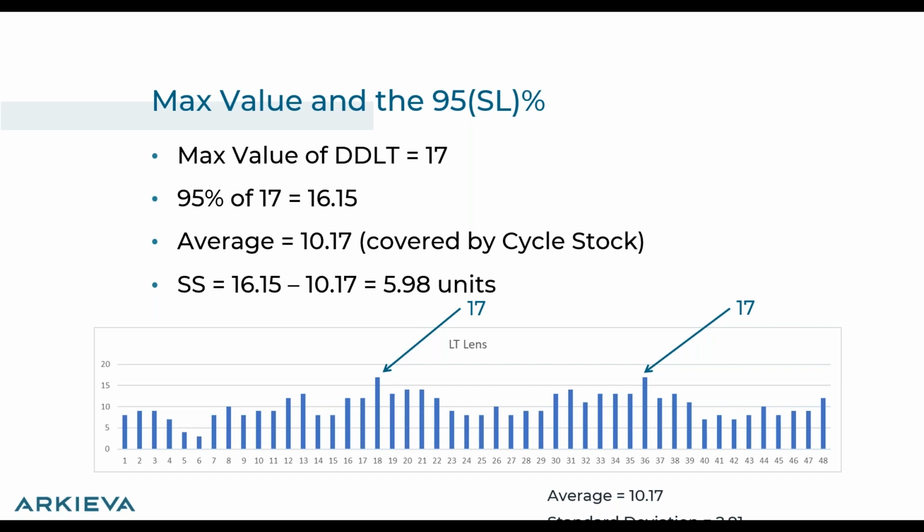So one way of calculating safety stock using a 95% service level would be simply to multiply this 17 number, which is the max demand in any 7-day bucket, with 95%. We get to 16.15. The average of that, the 7-day demand is 10.17, which will be covered by the cycle stock. The safety stock would be 16.15 minus 10.17, which gives us 5.98 units.